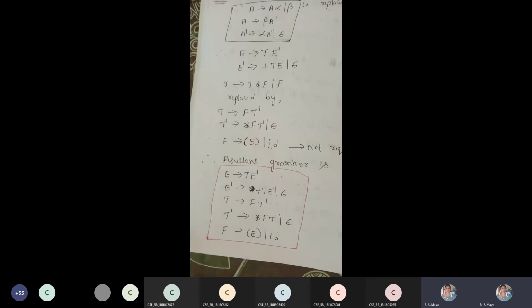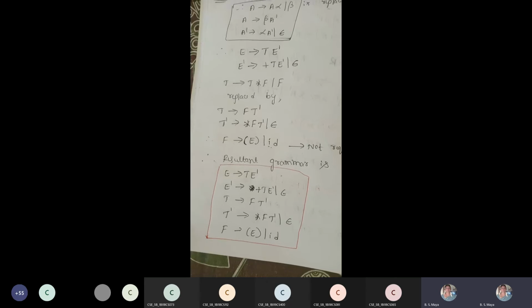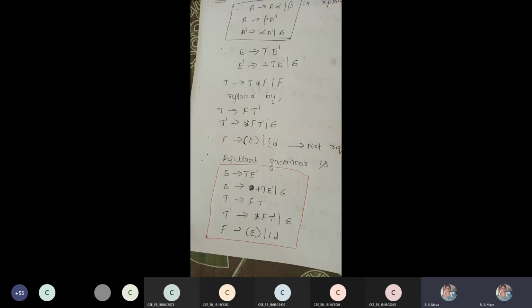Complete marks you will get if you follow these steps. From beginning to end, one time you should mention your formula, and the remaining time you write your solution for every production. Clear? When your write-up is over, inform me, and I will move on to the next problem. Yes, ma'am.